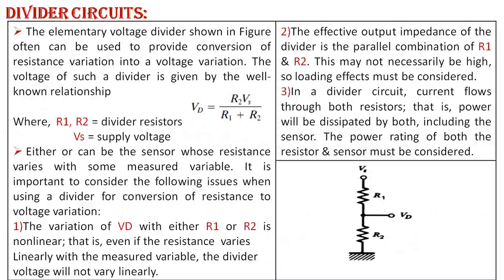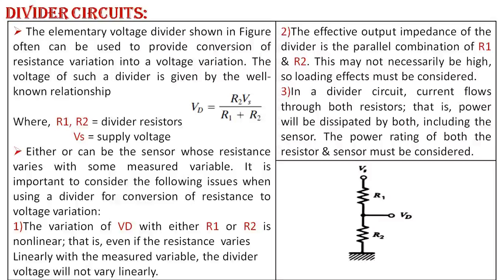The first one is the divider circuit. The elementary voltage divider, as shown in the figure with R1 and R2, that is the VD, can be used to provide a conversion of resistance variation into a voltage variation. The voltage of such a divider is given by the well-known relationship VD is equal to R2 upon R1 plus R2 into Vs, that is the supply voltage. R1 and R2 are divider resistors, either of which can be a sensor whose resistance varies with some measured variable.